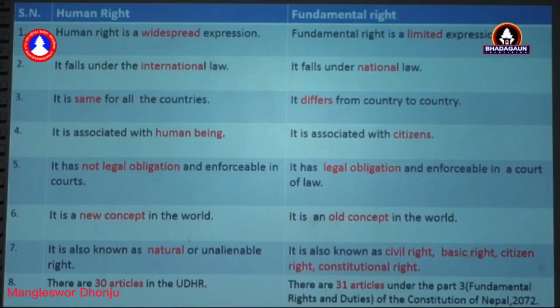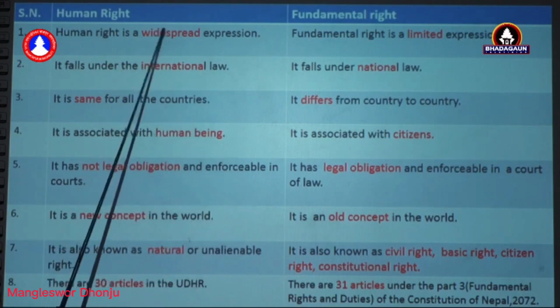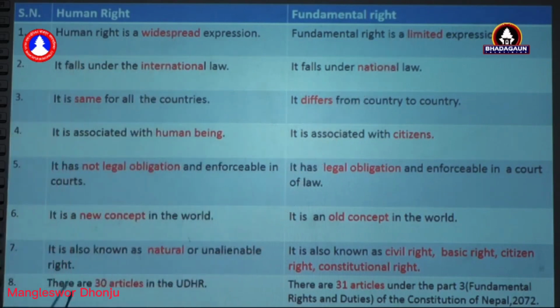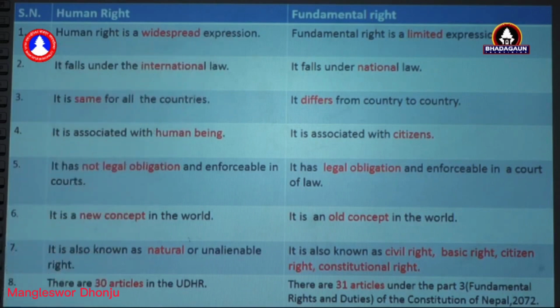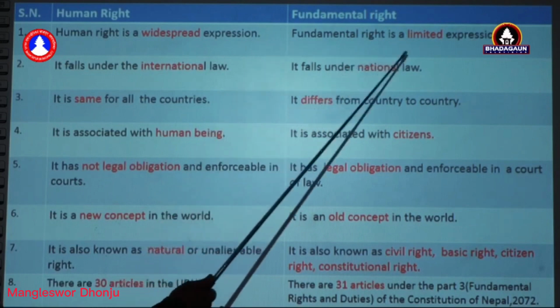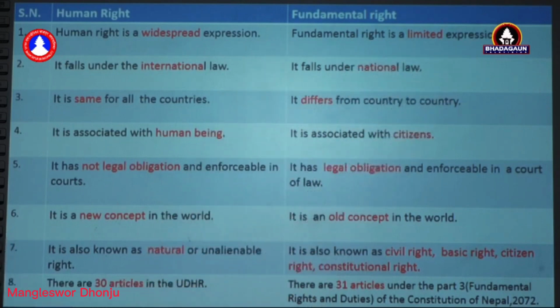Okay, it is also one of the important questions or FAQ, frequently asked questions. Difference between human rights and fundamental rights, and I have highlighted especially new words or important words, I must say, widespread, like in this way limited. Human right is a widespread expression. Yo bishwabyapi euta abhivyakti ho. Fundamental right is a limited expression. Bhanepachi maulik adhikar euta simit euta abhivyakti ko rupma lina sakchhau kinaki yo desh anusar farak farak huncha.